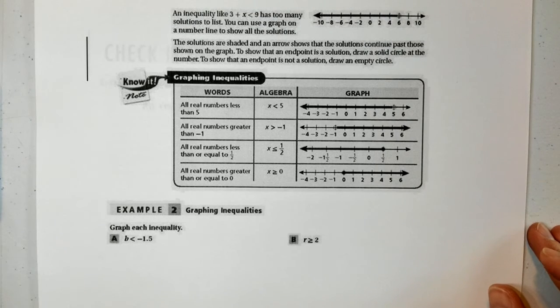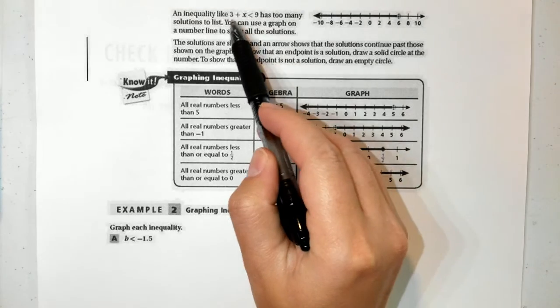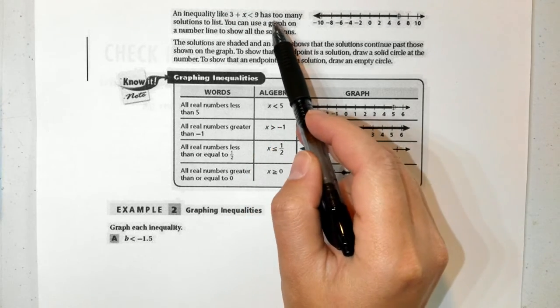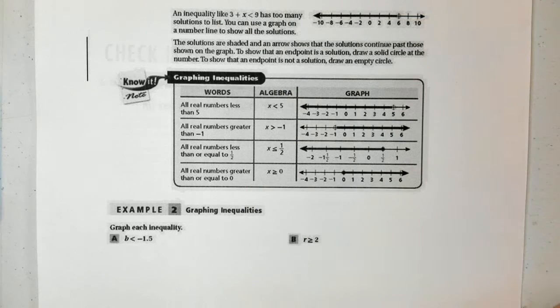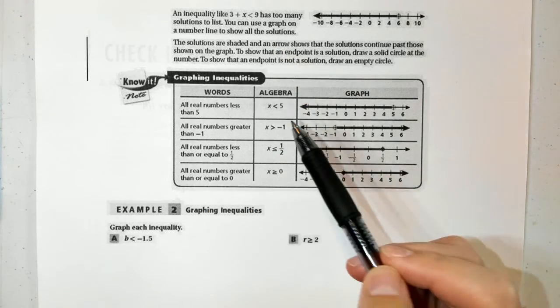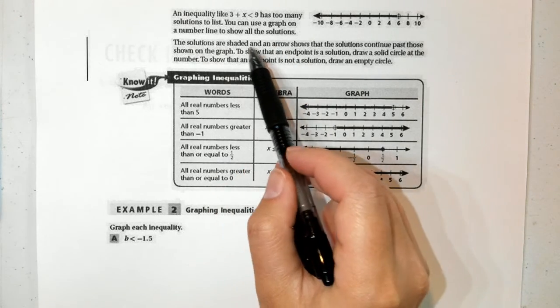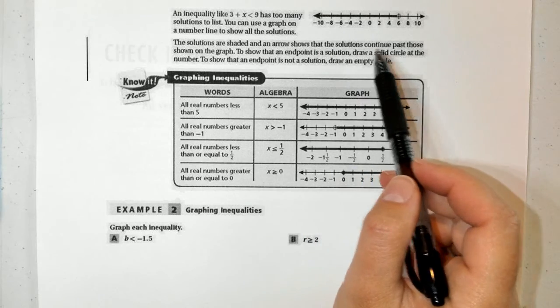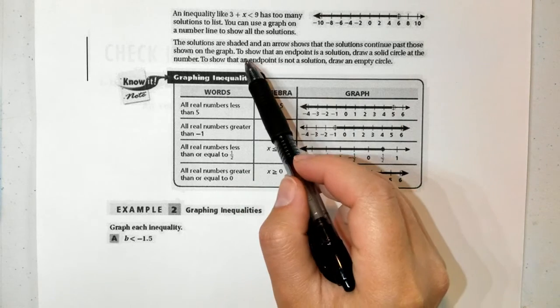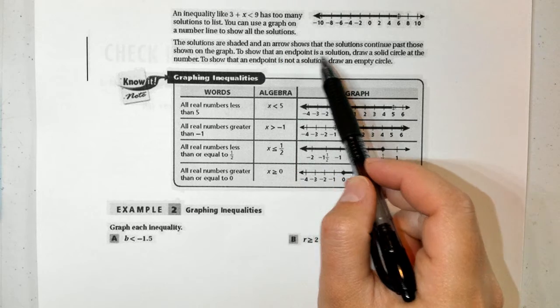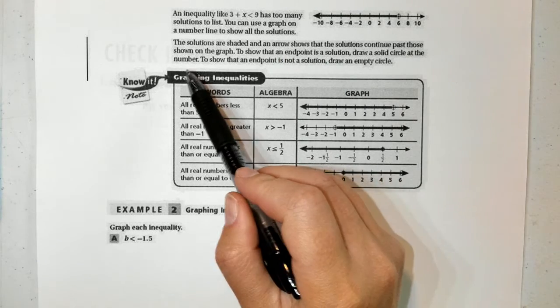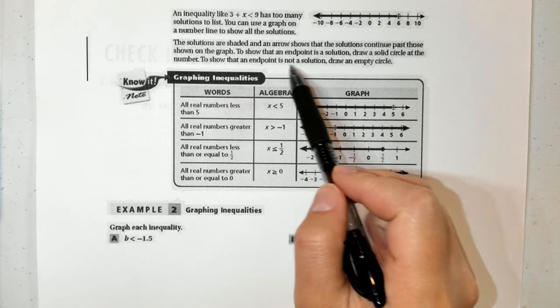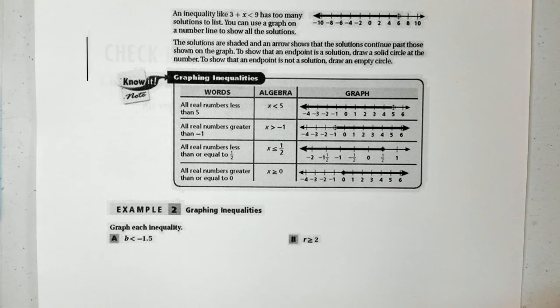So now we're going to get into graphing inequalities. An inequality like 3 plus x is less than 9 has way too many solutions to just list out. So we can visually represent the solution set by graphing it. You can graph on a number line to show all the solutions. The solutions are shaded and an arrow shows the solutions continue past those shown on the graph. To show an endpoint is a solution, you draw a solid circle at the number. To show that an endpoint is not a solution, you draw an empty circle.